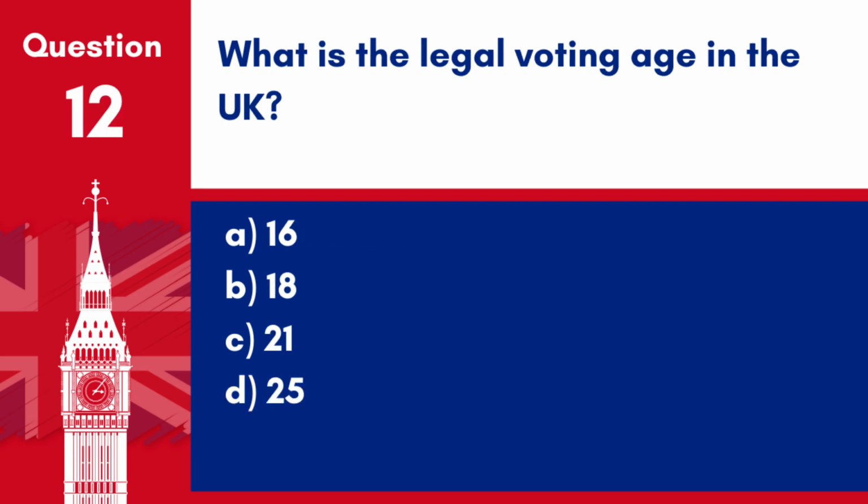Question 12. What is the legal voting age in the UK? A. 16. B. 18. C. 21. D. 25. Answer: B. 18. The legal voting age in the UK is 18 years old.